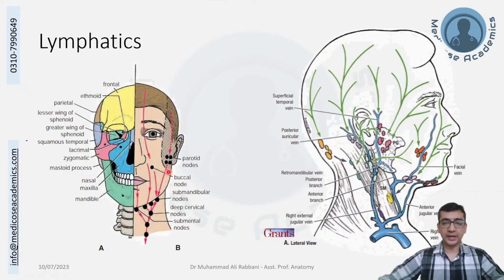And behind the face, just behind the ear, there are the post-auricular, retroauricular, or mastoid nodes, and at the tip of the posterior triangle, there are the occipital nodes.